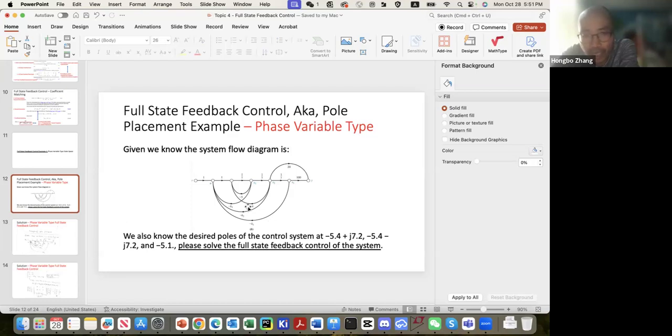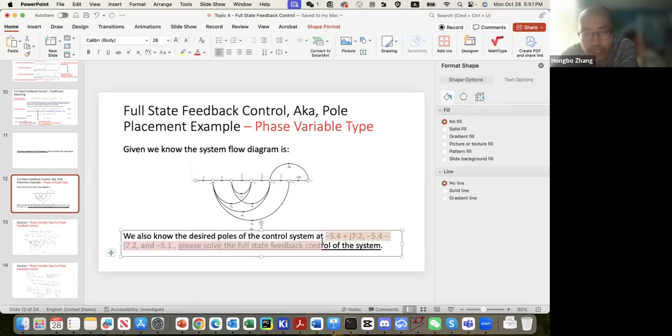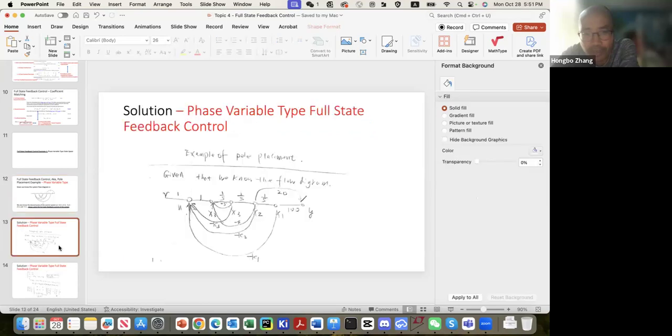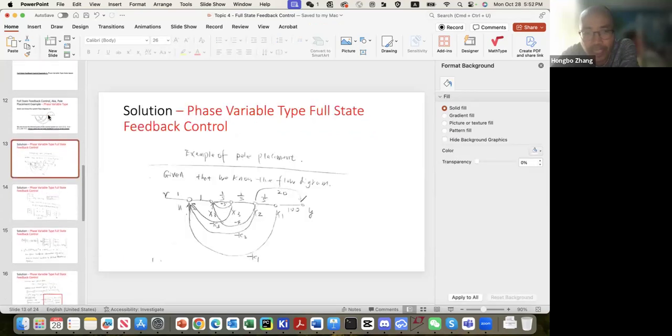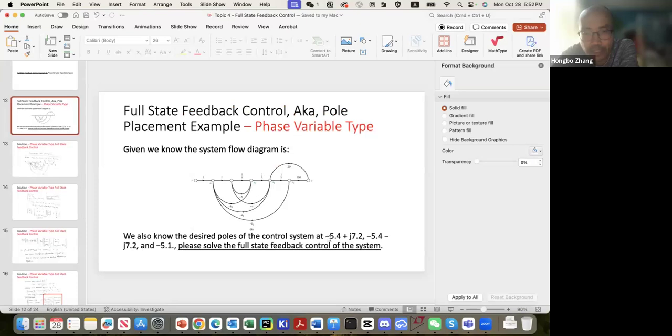So this is your phase variable type. I forgot a little bit, go by rehearsal. A 3x3 matrix with this desired pole. Once I know the desired poles, actually the desired characteristic equation is just this pole location. These poles multiplied together form the desired characteristic equation. All the poles multiplied together. Once you know that, you can solve for the K values.